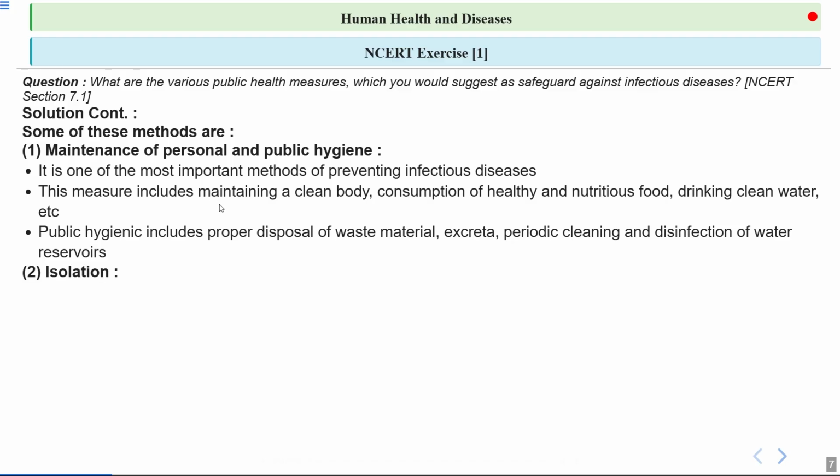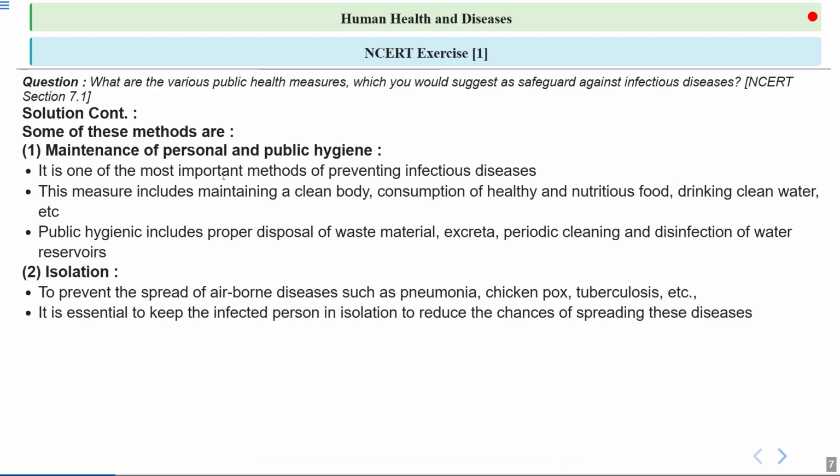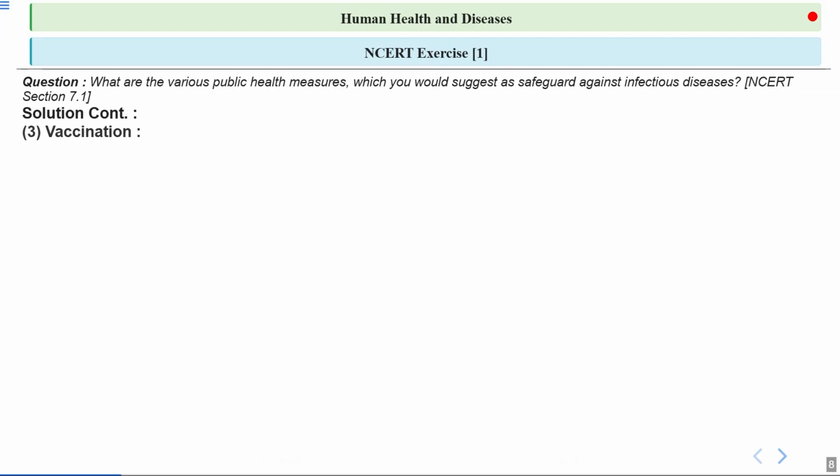Next method is isolation. This is especially important for diseases that spread through air. For example, diseases like pneumonia, chickenpox, and tuberculosis can spread when an infected person coughs or sneezes. Isolation helps stop the chain of transmission. By keeping infected individuals separate from healthy people, we reduce the chances of the disease spreading. Okay, now again, let's continue the answer.